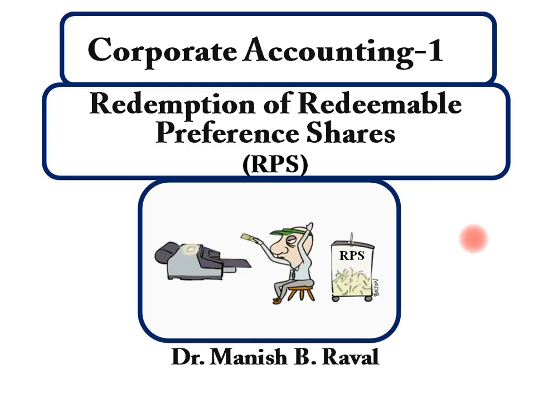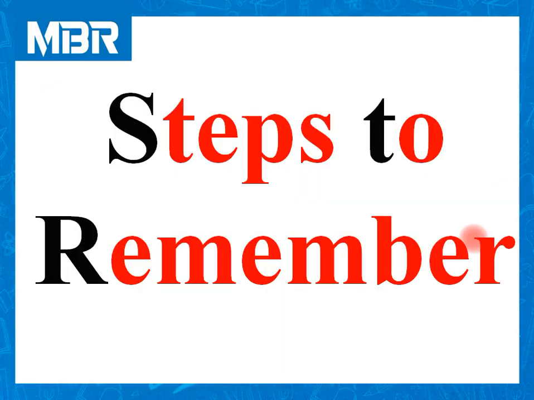In the previous class, we discussed the provisions of Section 80 of the Companies Act 2013 regarding redemption of redeemable preference shares. Today, I would like to discuss this procedure in practical form, and this is one of the most important topics from this chapter. Let us start the step-by-step solution of the problem.